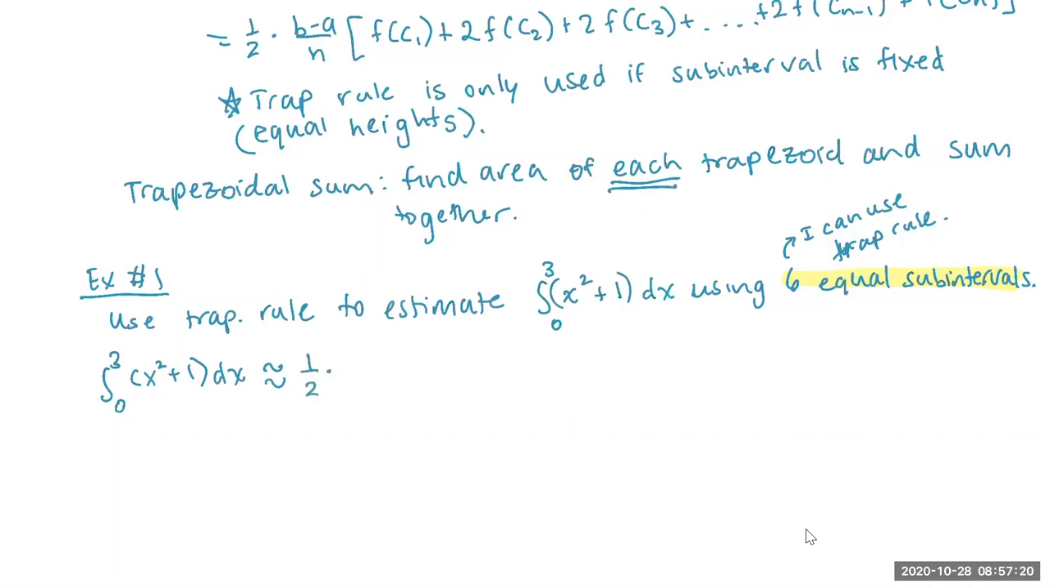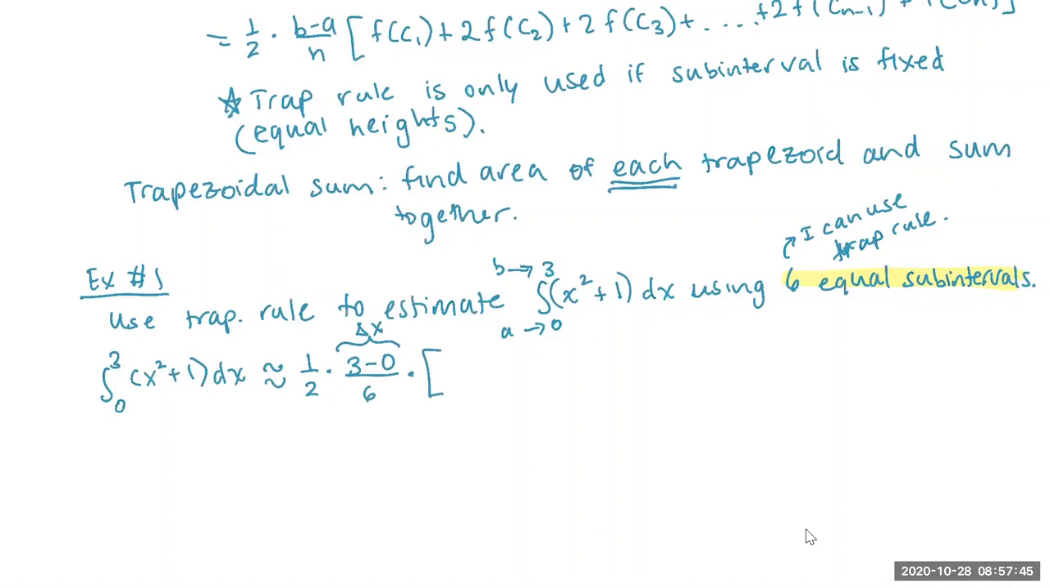The next part, we have to figure out what the height is, or the change of x. So we're going to do b minus a over n. Remember, the upper and lower limits of integration are your a and b values. So we would do 1/2 and then 3 minus 0 over the number of trapezoids we want, which is 6.